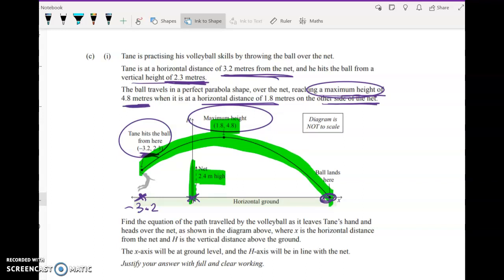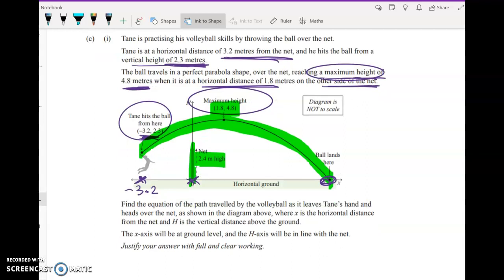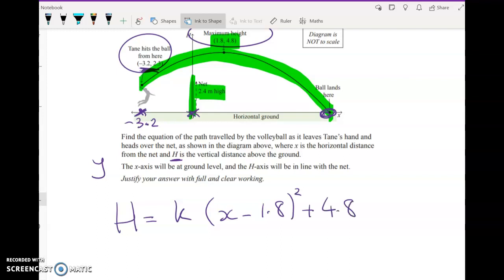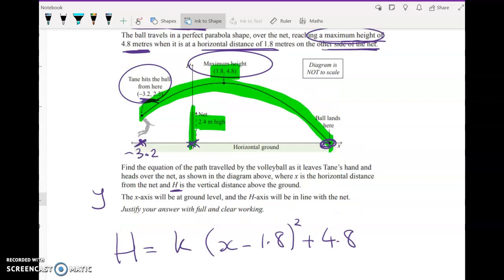Right, find the equation of the path travelled by the volleyball as it leaves Tane's hand and heads over the net, as shown in the diagram above. Right, well, if we know, and we're going to call h the vertical distance, so this is y, h here, so h will be some scale factor k times (x minus 1.8) squared plus 4.8, right? It really is that fast once you're confident with vertex form. So this is a merit question, and what we've got to do now is to figure out k. So we need another bit of information.